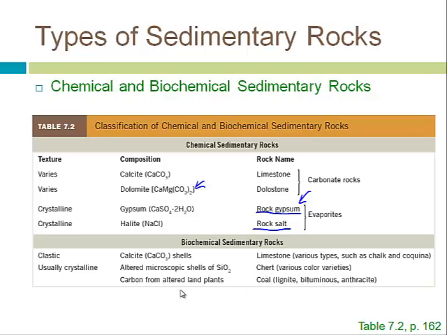Then there's carbon from altered land plants. That's coal. We pretty much know. Lignite, bituminous, and anthracite. Anthracite is a metamorphic type of coal, and then bituminous and lignite are the two coals that we commonly find in Michigan.